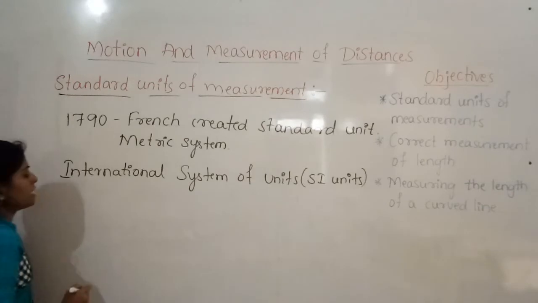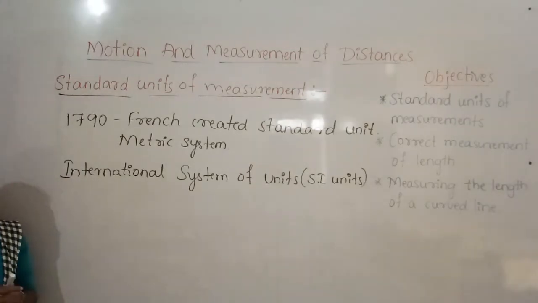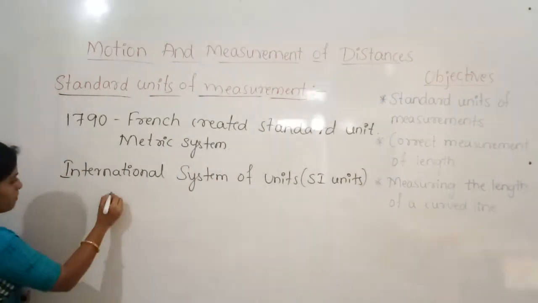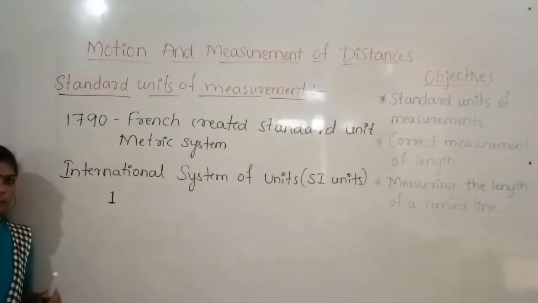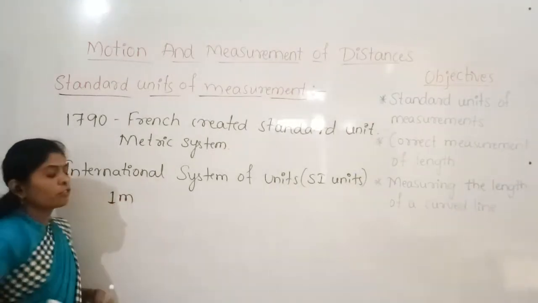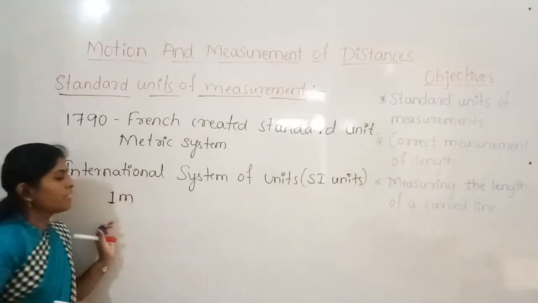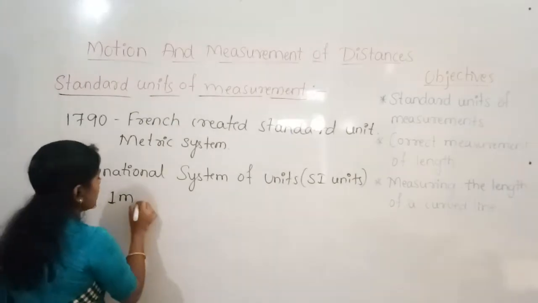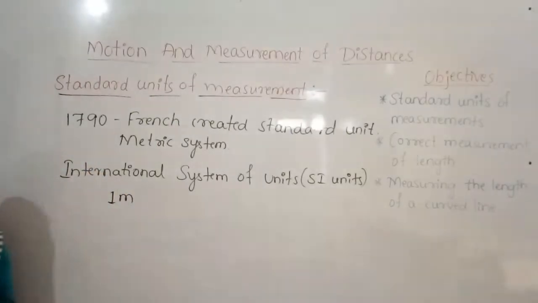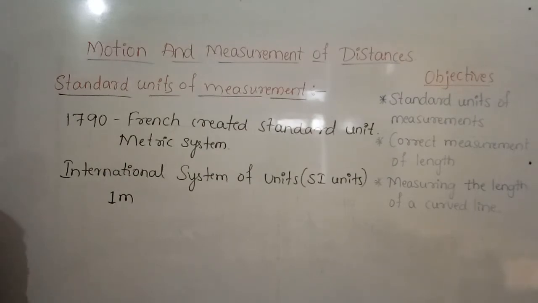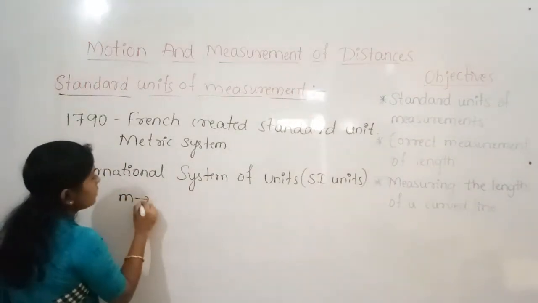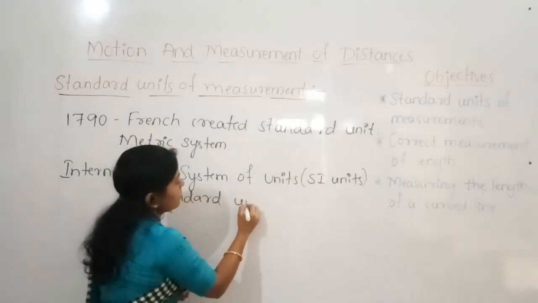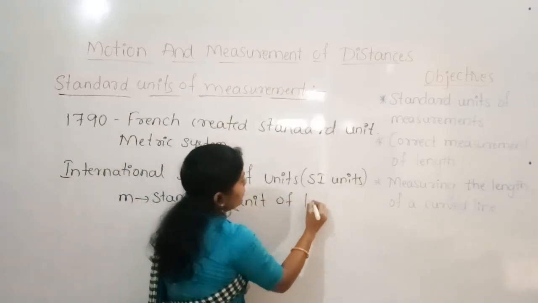According to these measurements, if we say the width of the table or desk is 1 meter, then the meter is the unit of length. So 1 meter is the standard unit of length.